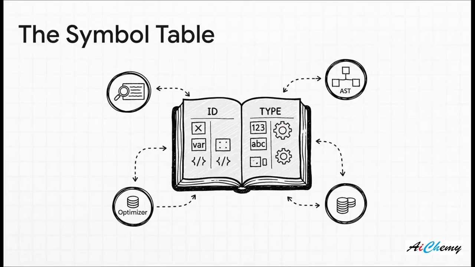So the symbol table, it's pretty much the compiler's memory. It's this big data structure, kind of like a dictionary, and its job is to keep track of every single variable name, function name, or any other identifier you've created in your code. It stores all their important info, like their types, so that any phase in the assembly line can quickly look them up and make sure they're being used correctly.